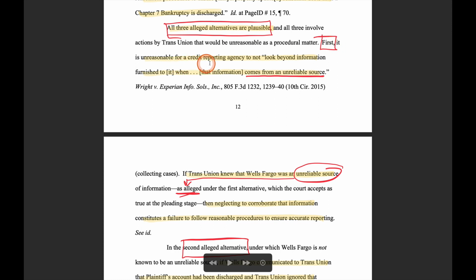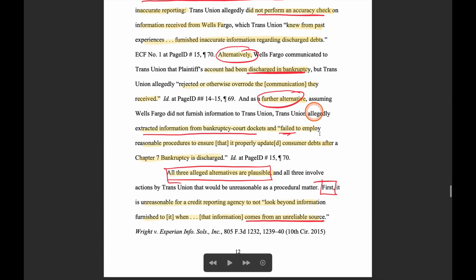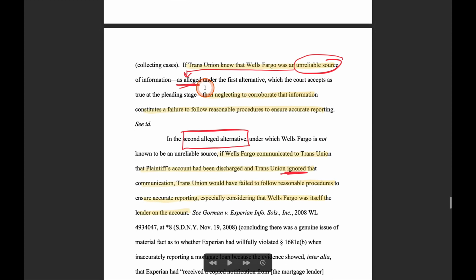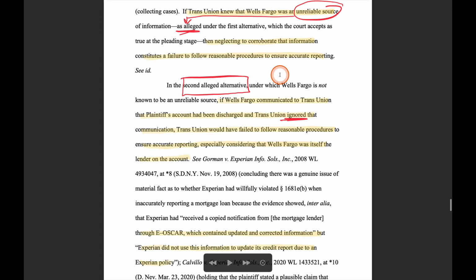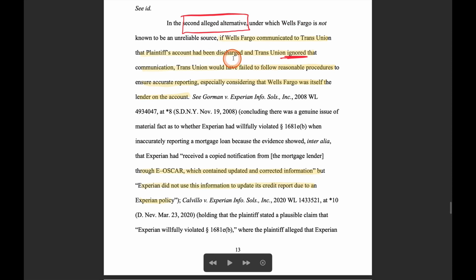So first, it would be unreasonable to not look beyond information furnished to it when that comes from an unreliable source. So all the judge is doing is just sort of tracking these. So here's the first one that matches up here. So if TransUnion knew Wells Fargo was unreliable as alleged, then neglecting to corroborate that constitutes a failure. The second alternative, under which Wells Fargo is not unreliable: if Wells Fargo communicated that the debt had been discharged and TransUnion ignored that, they would have failed to follow reasonable procedures.